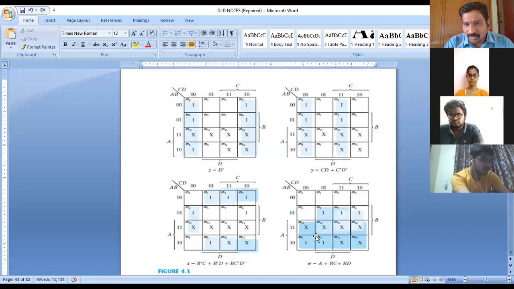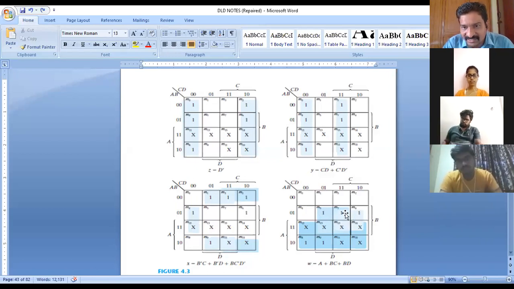Now, what about 10, 11, 12, 13, 14 and 15? All are don't care combinations, right? Okay, so this is 5, 6, 7, 8 and 9, right? And the 10, 11, 12, 13, 14 and 15 are not included as minterms. These are all don't care combinations, so we mark them as include. Not only this one, you consider all.